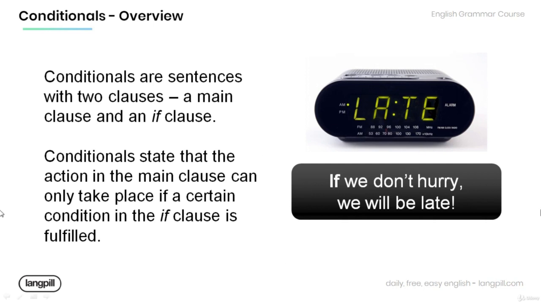Have a look at the example over here. If we don't hurry, we will be late. Now, this is a conditional sentence, and it's used to talk about an action that can only take place, being late, if we do not hurry.